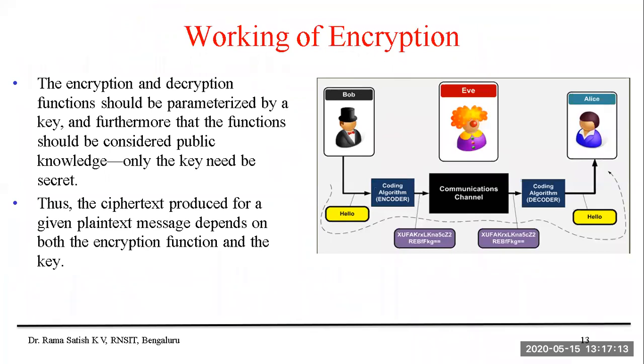And how exactly does encryption work? Encryption and decryption functions should be parameterized by a key. The key here is tied to the encoding algorithm, maybe a conversion algorithm. Every character in your text has an ASCII value. Suppose the ASCII value of A is 65. For this 65, you add 31. So 31 is your key.